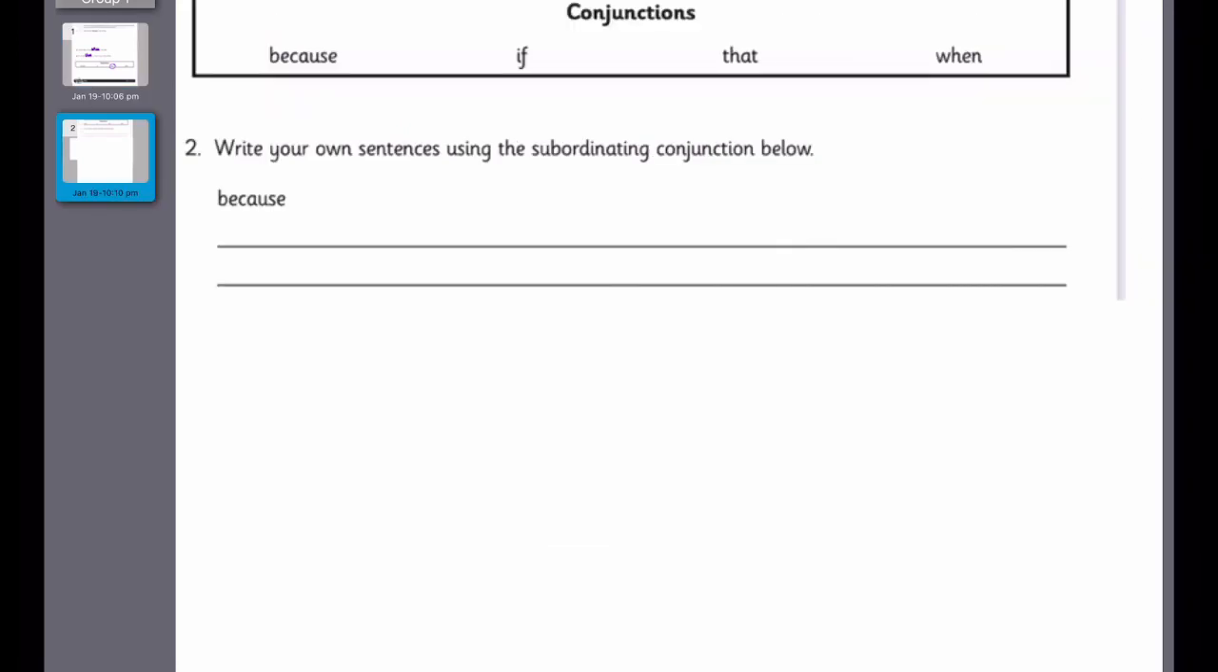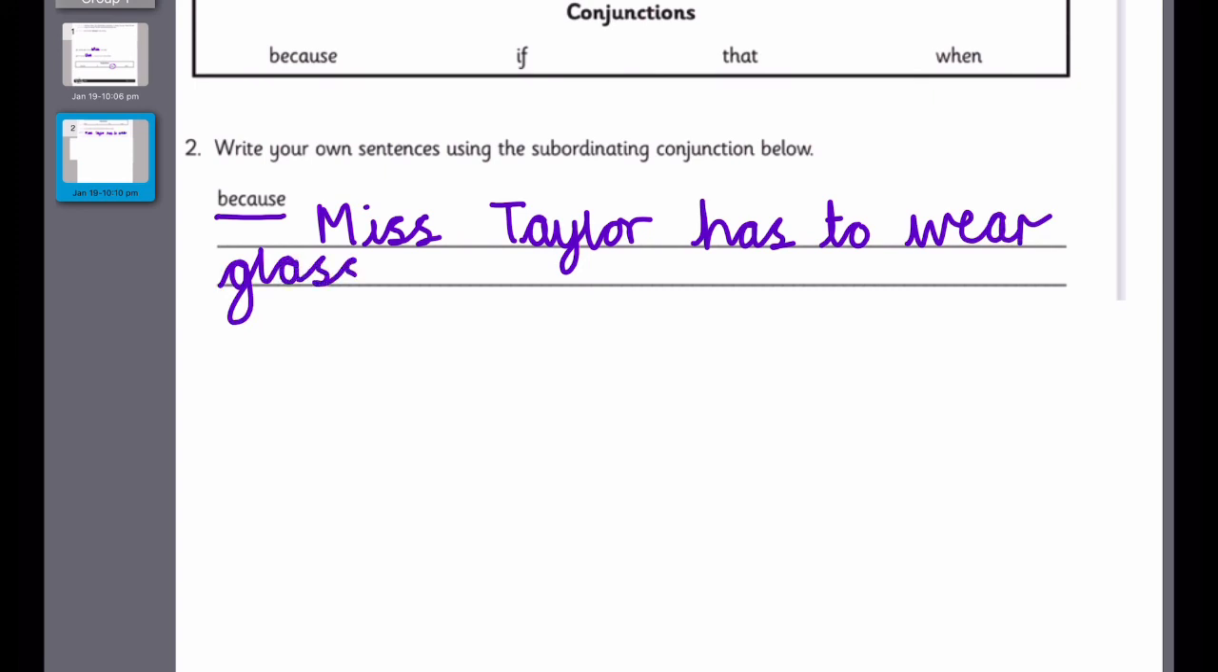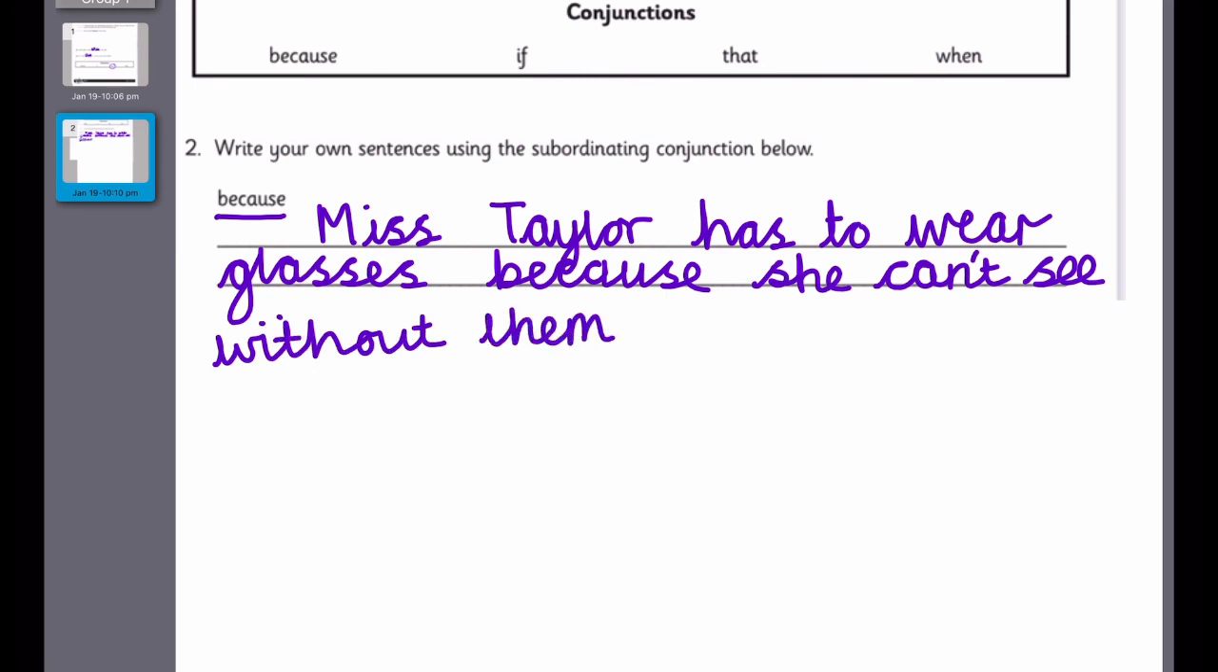The second part of your sheet asks you to write your own sentences using the subordinating conjunction below. Because. So let me model one for you. Miss Taylor has to wear glasses because she can't see without them. So, my subordinating conjunction and clause adds extra information to my main clause. Miss Taylor has to wear glasses.